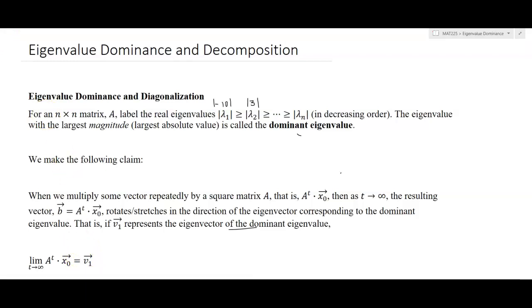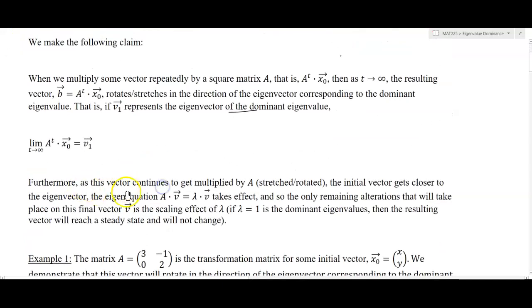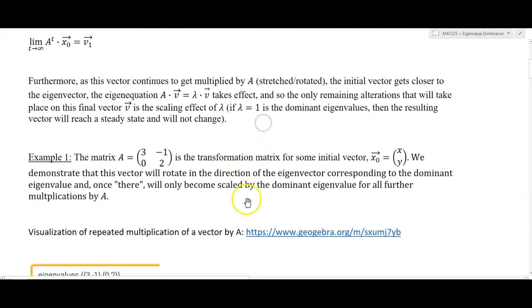Let's now provide some additional justification for that. As this vector continues to get multiplied by A, that is, stretched and rotated, after t becomes really large, the initial vector gets closer to the eigenvector, so the eigenequation Av equals lambda v takes effect. Imagine that after repeated multiplications this vector x naught points in the direction of the eigenvector. Now additional multiplications by A produce a scalar multiple of that eigenvector. And so the only remaining alteration on this final vector v is the scaling effect of lambda. If lambda 1 equals 1 is the dominant eigenvalue, then the resulting vector will reach a steady state and will not change.